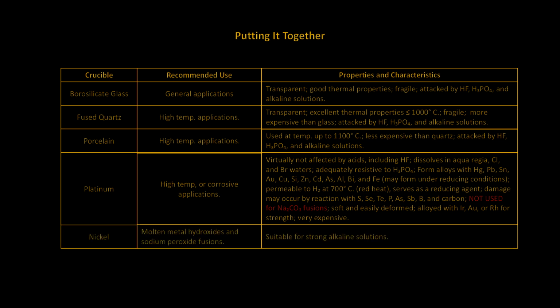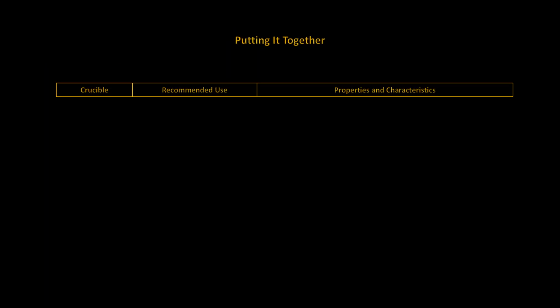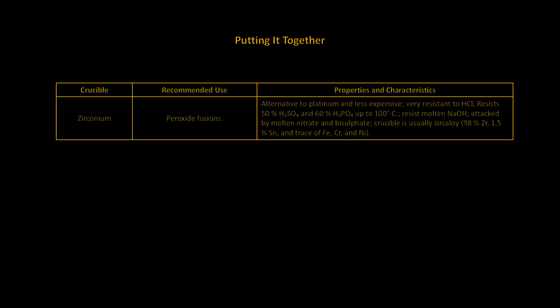Now, nickel crucibles are the preferred choice for molten metal hydroxides and sodium peroxide fusions. These crucibles are also suitable for strong alkaline solutions. Zirconium crucibles are generally used for peroxide fusions. They are less expensive compared to platinum and therefore become a good alternative to platinum crucibles.